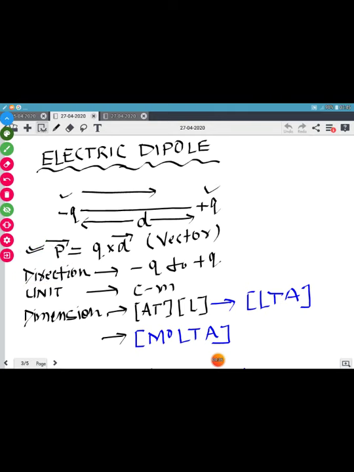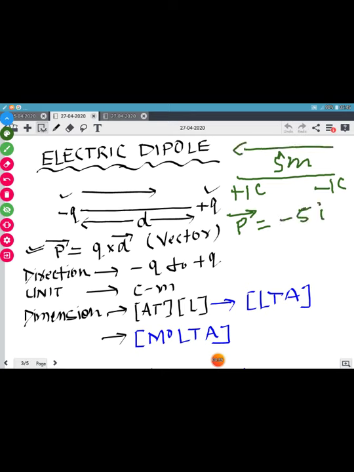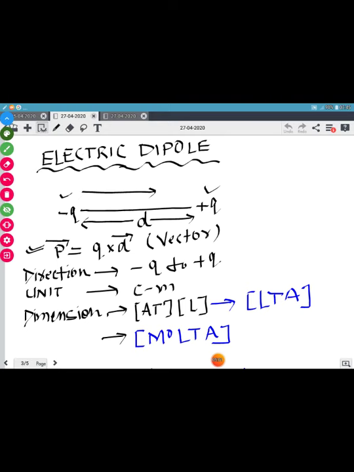In the same way, if the electric dipole moment is like this, minus 1 coulomb and plus 1 coulomb, and the distance between them is 5 meter, what is the electric dipole moment? It is minus 5i, because it is in the negative x direction, and negative x direction is represented by minus i. In the same way, if it is like this, from minus q to plus q, then the direction is represented by j. So you can easily find out the value.